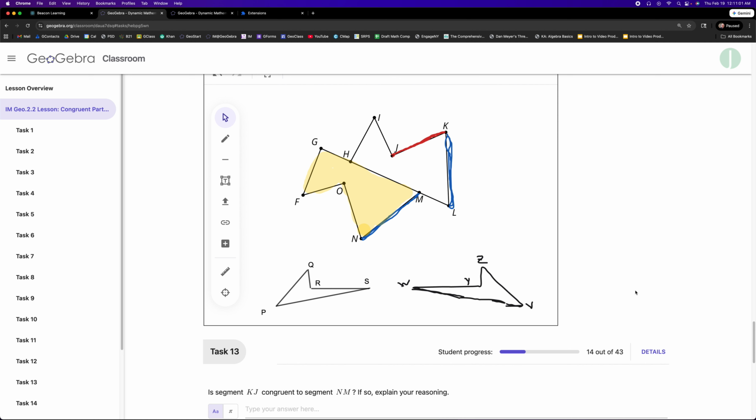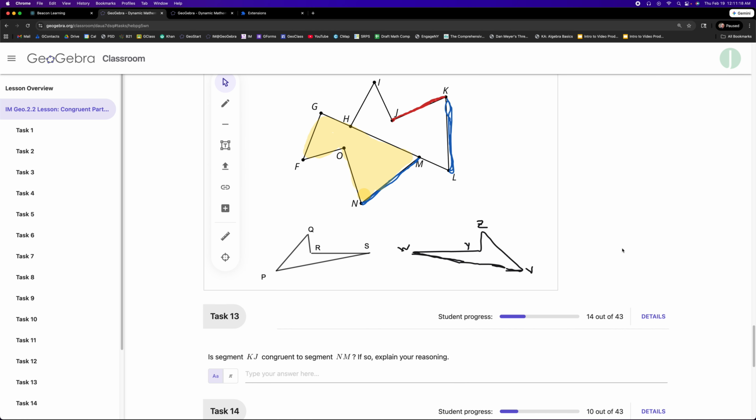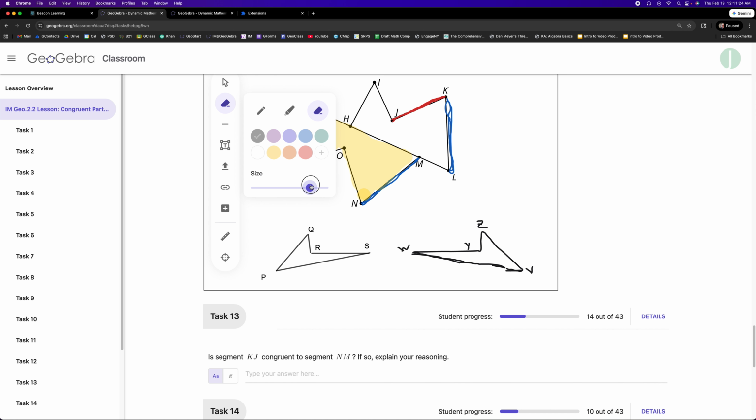The other set of tools is so much better than this. I don't know why they do this. But anyway, okay. So VZYW. So basically I took that. Oh no, I screwed it up. Because look, it says it's a rotation. I did a reflection. Oh boy. Sorry guys. Let's try that again.